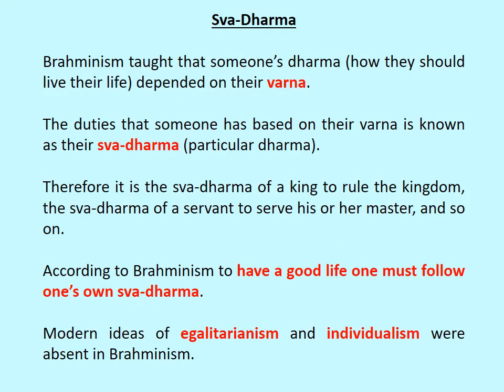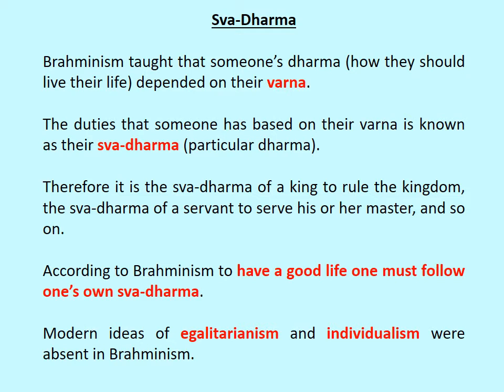Linked to Varna is the idea of Svar Dharma. We said that Dharma is the way the universe is and how you should live. Svar means your own, or unique to you. So the idea is that different people have a different way of living. Brahmanism taught that someone's dharma, how they should live their life, depended on their varna, the group they were born into. The duties that someone has based on their varna are known as their svar dharma, the particular dharma of that group. Therefore, it is the svar dharma of a king to rule the kingdom, the svar dharma of a servant to serve his or her master, and so on.